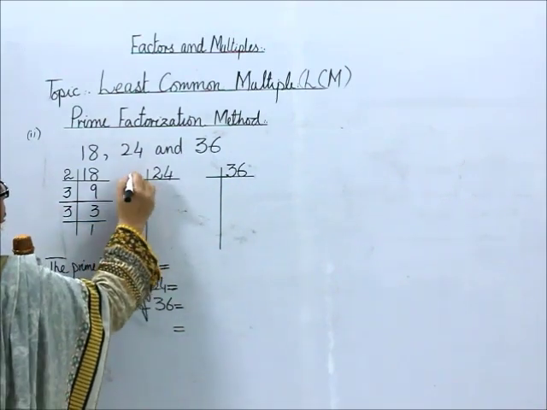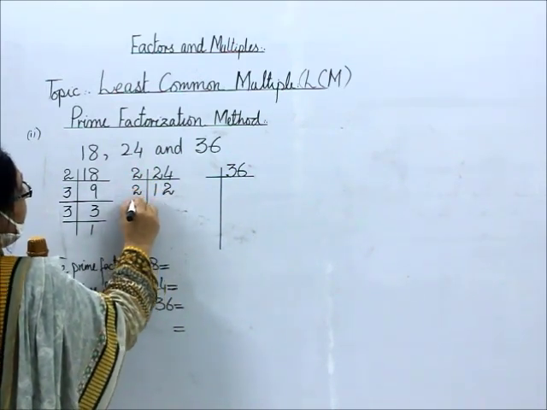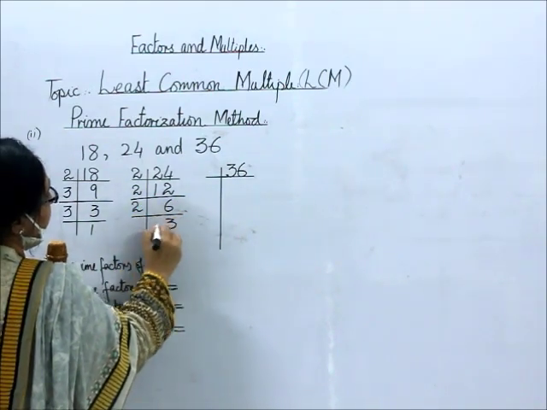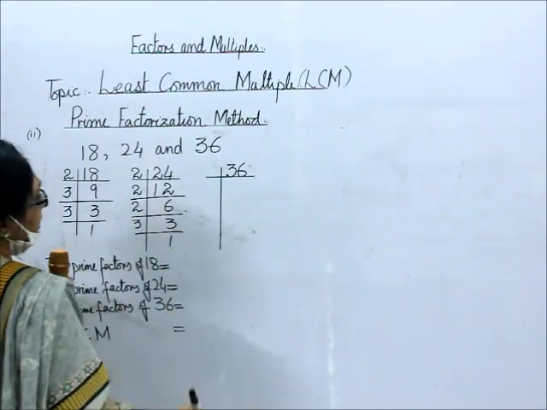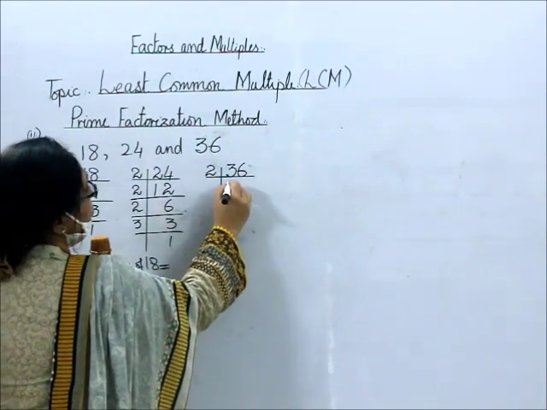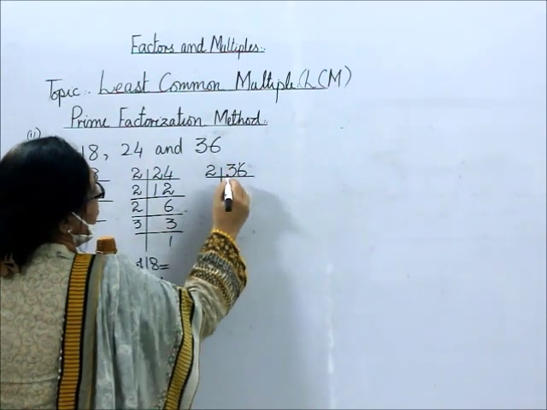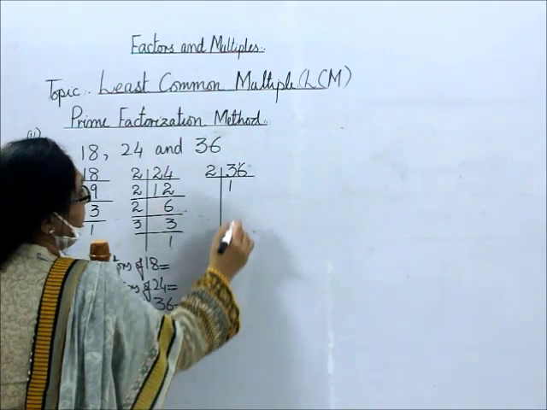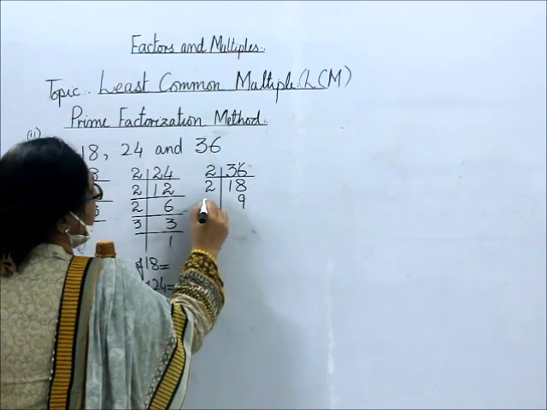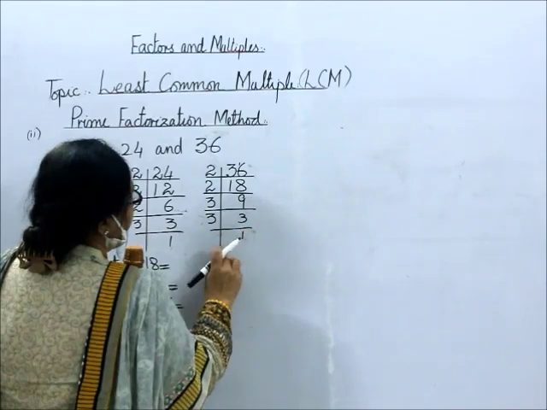24 is also an even number. It is also divisible by 2. 2 12s are 24. Again, it is an even number. 2 6s are 12. 2 3s are 6, and 3 1s are 3. The third number is 36. It is also an even number, divisible by 2. 2 1s are 2. 3 minus 2 is 1, and it will go with 6 to make it 16. So 2 8s are 16. Now 2 9s are 18, and 3 3s are 9, and 3 1s are 3.